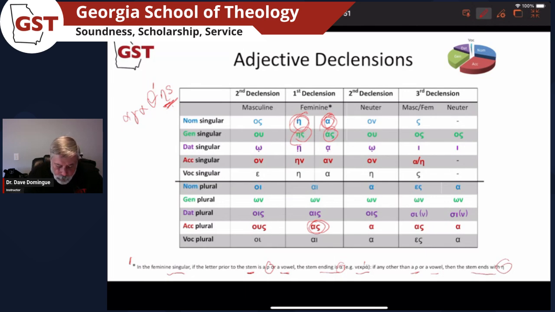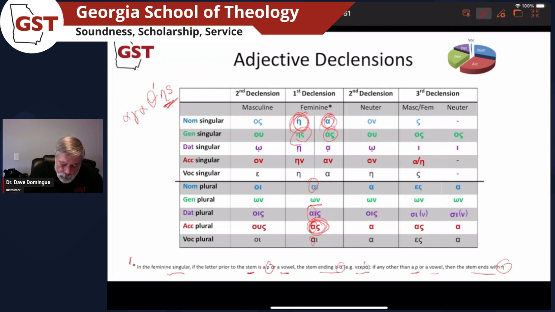Continuing on, if the next to last letter in the stem is anything other than a rho or vowel, such as agathe, the feminine stems in an eta, that's what we have here, and the ending omicron sigma can clearly be an accusative kind of thing. The final stem vowel in the plural will always be an eta for feminine.